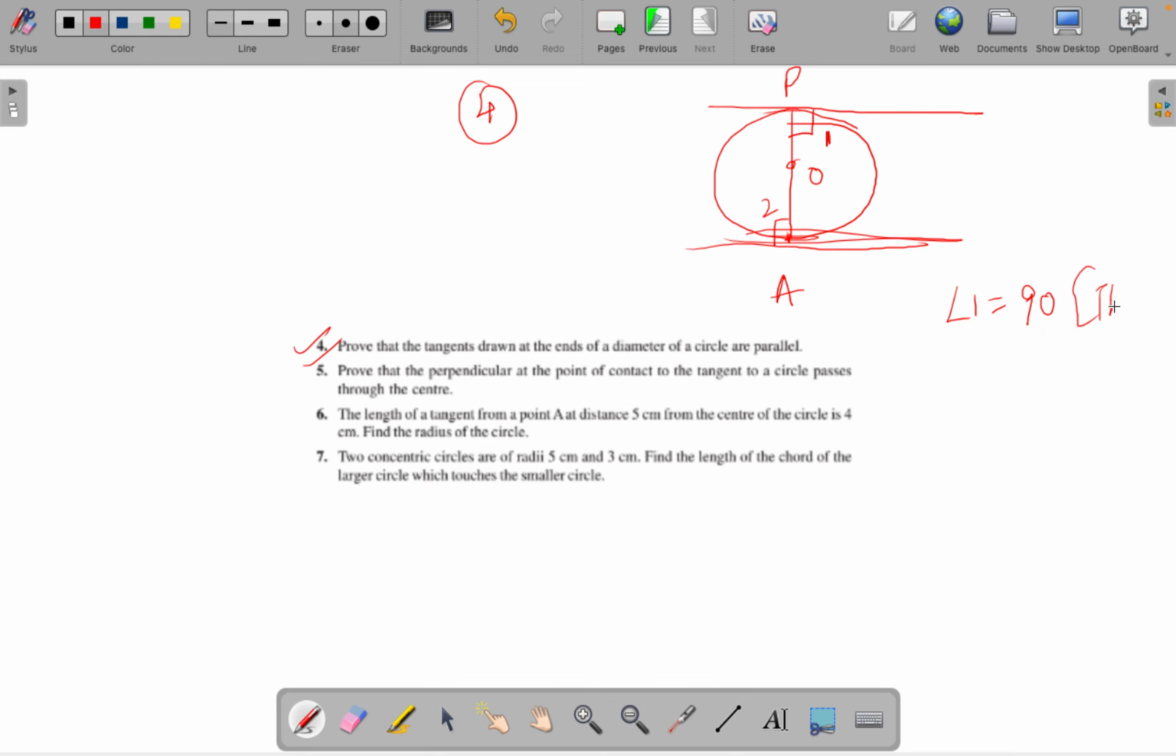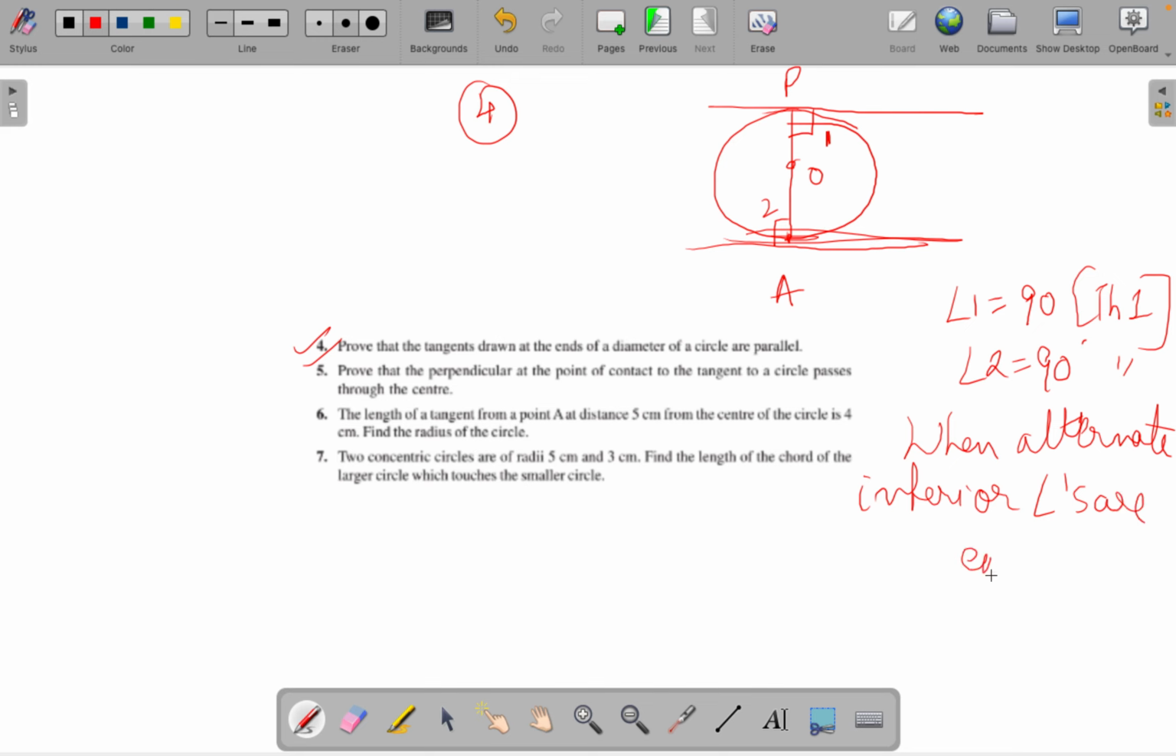Again theorem 1, radius is perpendicular to the tangent at the point of contact. Angle 2 is also 90 degree. Again theorem 1, radius is perpendicular to the tangent at the point of contact. Now you know the logic, these are alternate interior angles children. When alternate interior angles are equal, lines are parallel. So if we consider this as any line PQ and this as AB, so PQ is parallel to AB. This is how we will do question number 4.